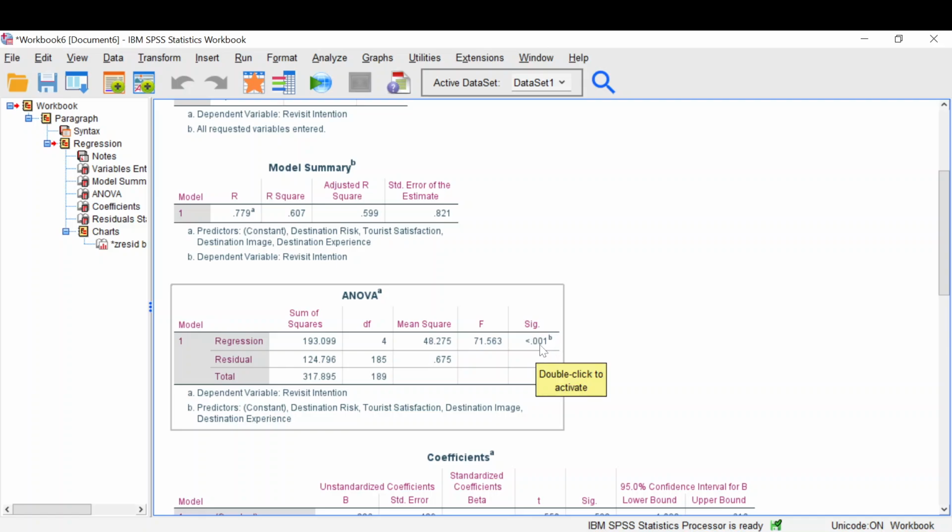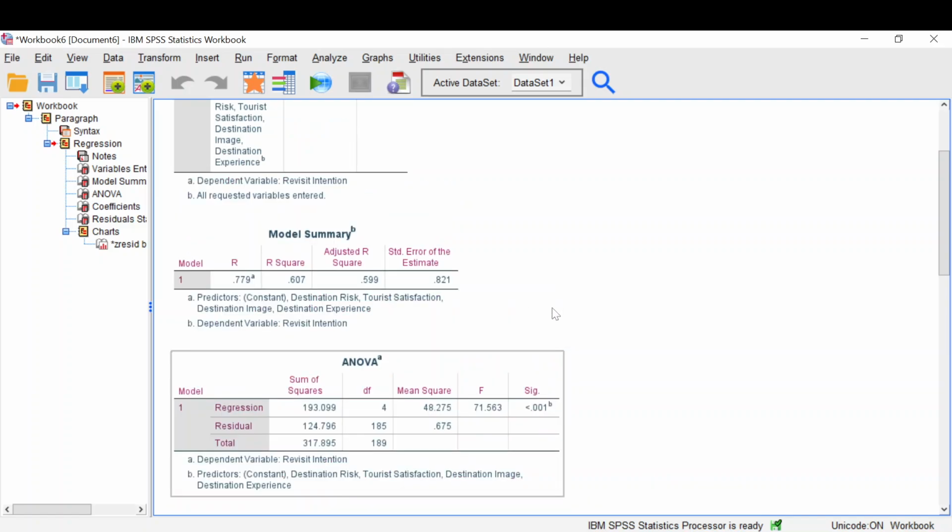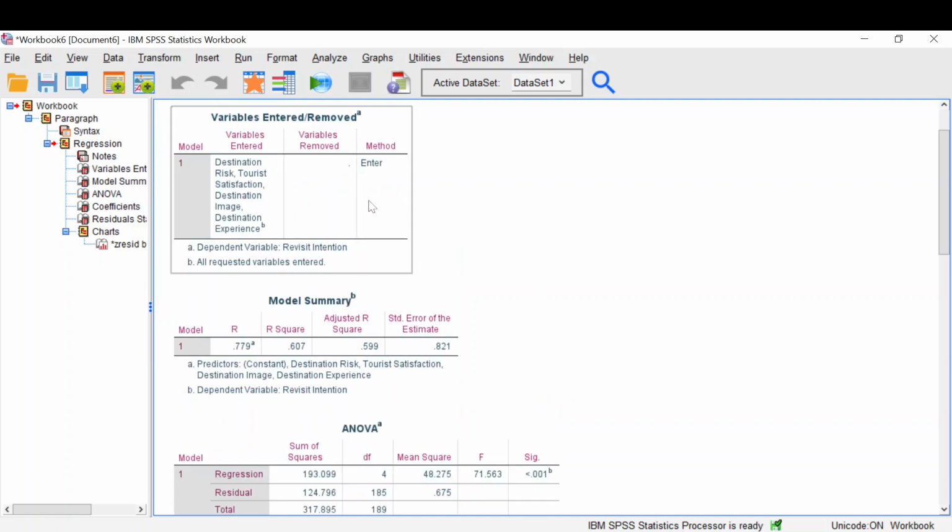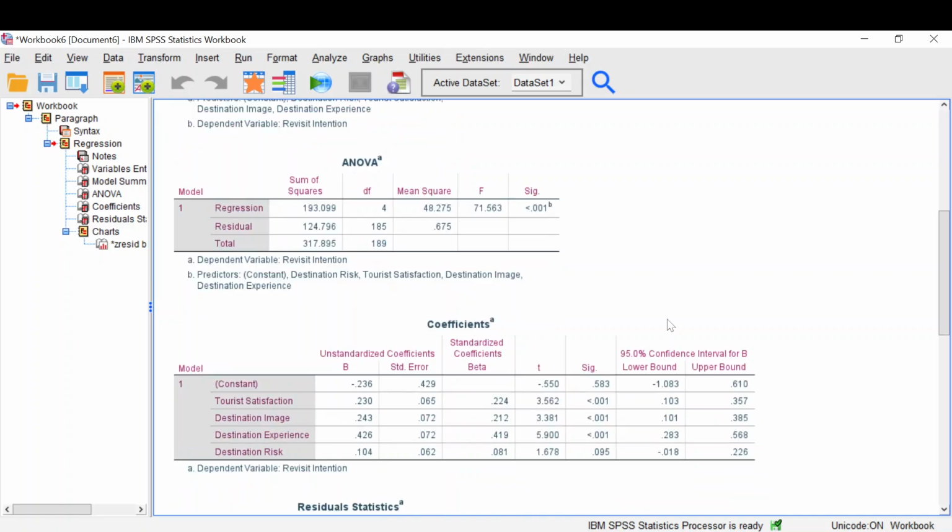Okay, and then we can come down to our ANOVA table and look at the significance level, and again, it's less than 0.001, which is less than 0.05, so we would conclude that there is a significant result here. So in other words, we reject our null hypothesis. There is a strong linear relationship between destination risk, satisfaction, image, and experience on revisit intention. So these predict this. Okay.